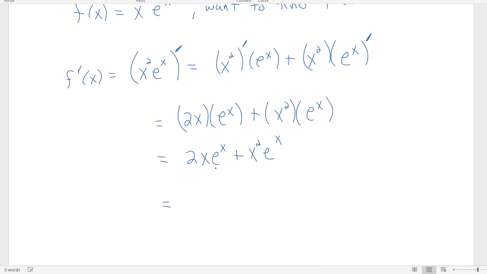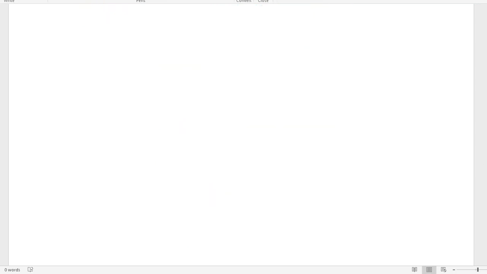So we have an x and an e to the x in common with both of those. If we factor that out, we're left with 2 plus x. So either one of those would be an acceptable form of the derivative using the product rule there. All right, let's take a look at another example.